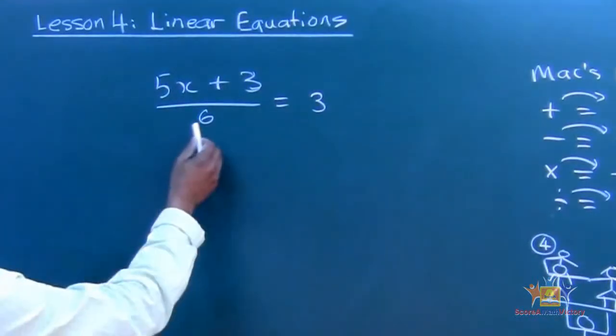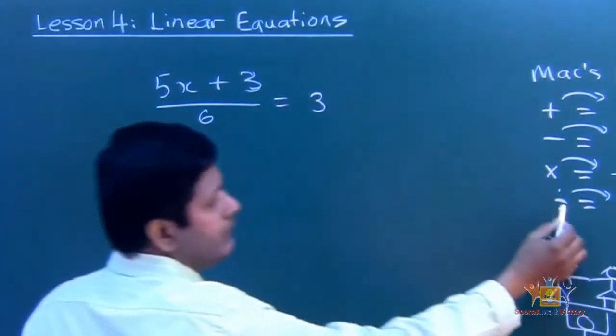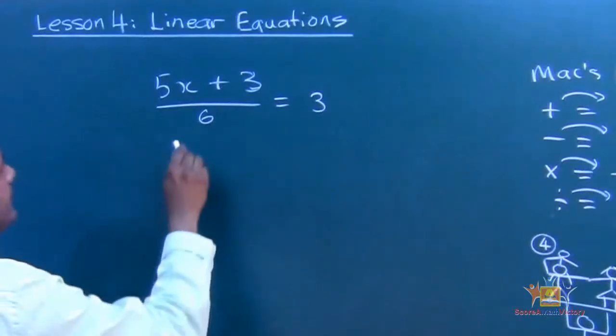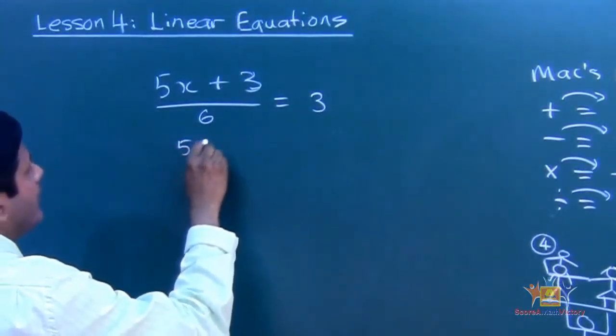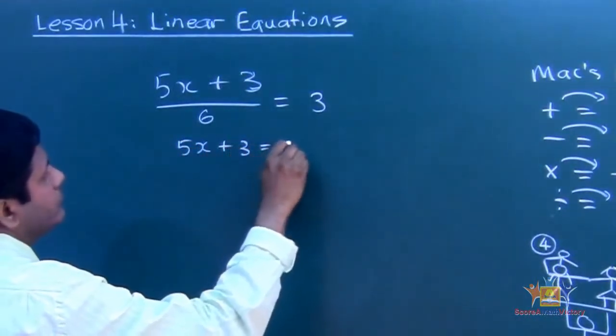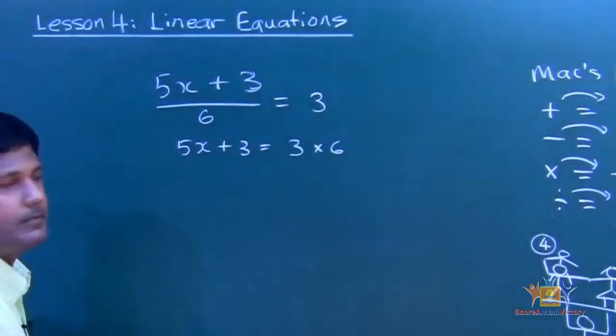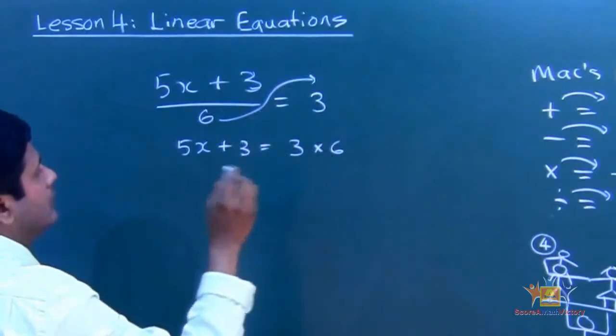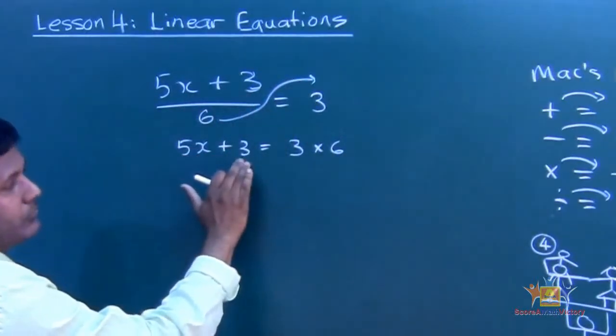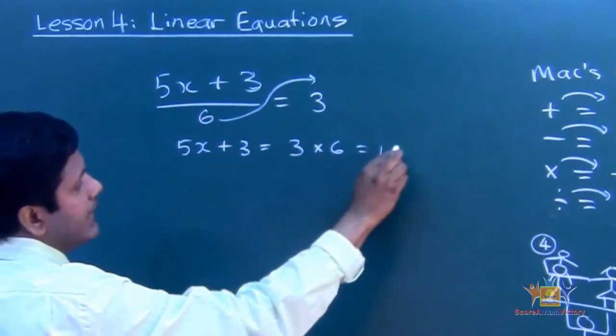So that means what 6 is doing? It's dividing. Division cross the bridge becomes multiplication. So you got 5x plus 3 equals to 3 times 6. Division becomes multiplication, okay, when I take 6 across. So left is 5x plus 3, which is 3 times 6 is 18.